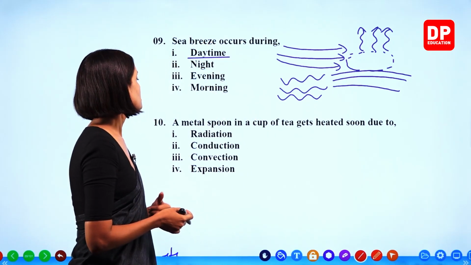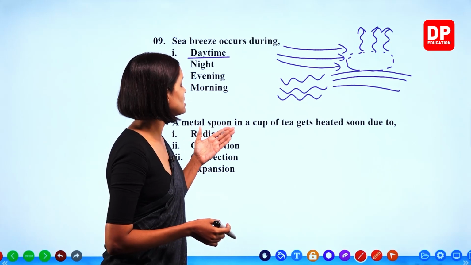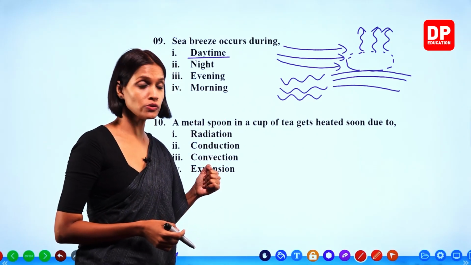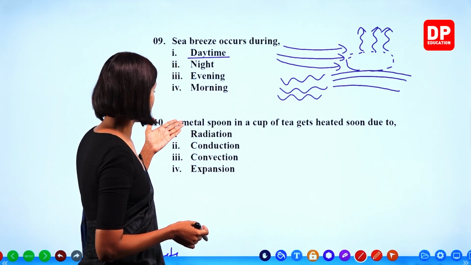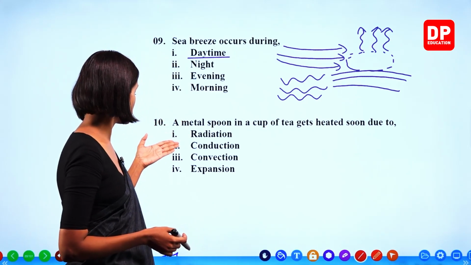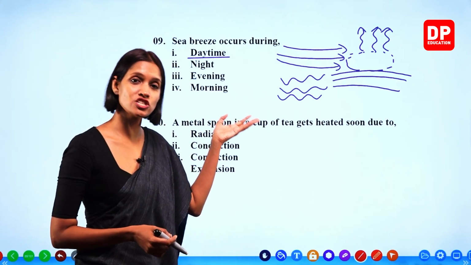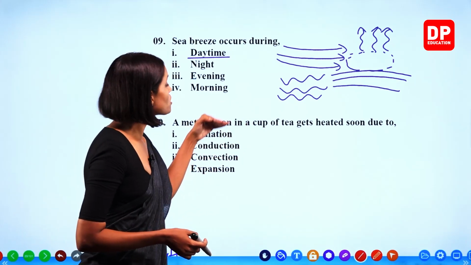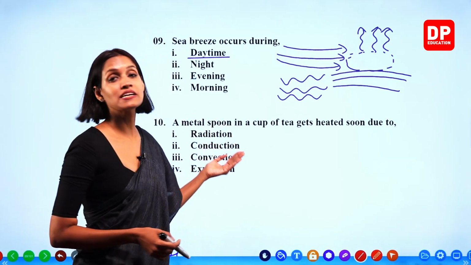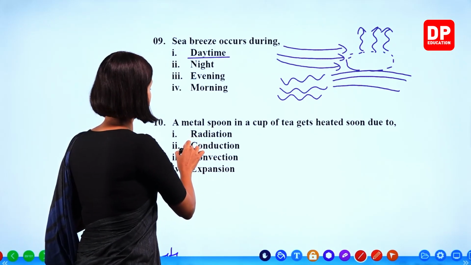Number 10. A metal spoon in a cup of tea gets heated soon due to, what is the answer? Radiation, conduction, convection, expansion. Metal spoon is solid, right? Through a solid, heat transfers by conduction, right? Answer number 2.